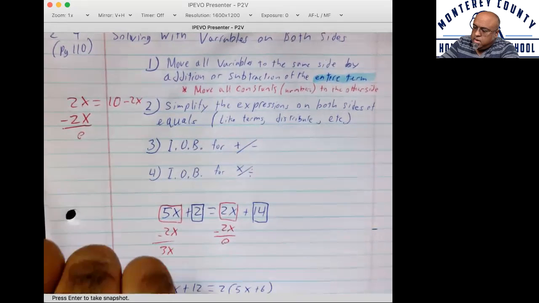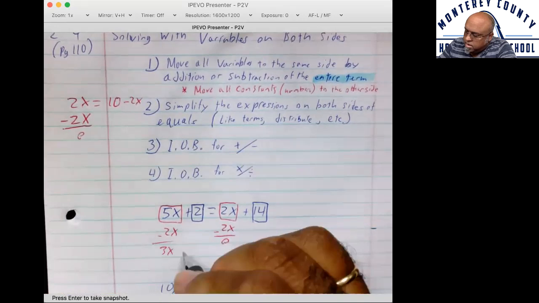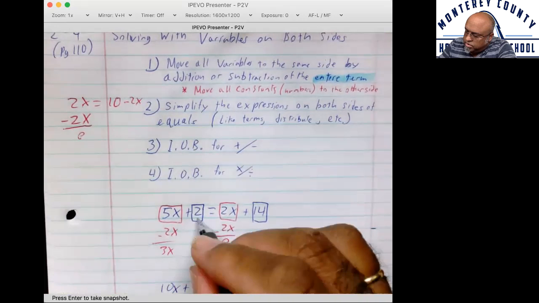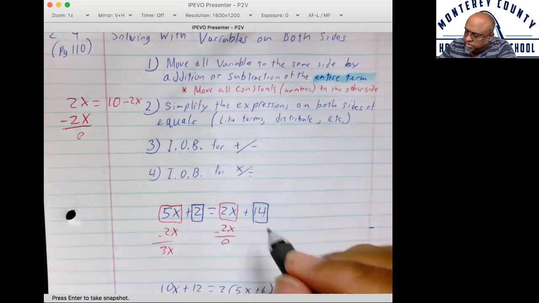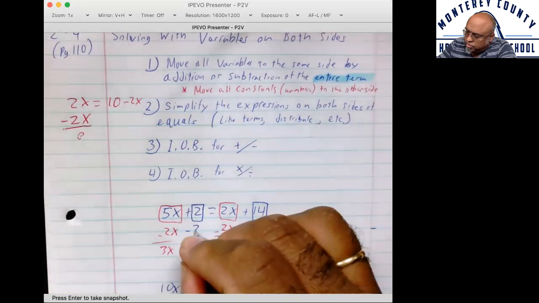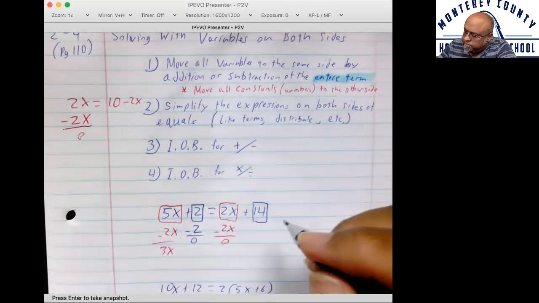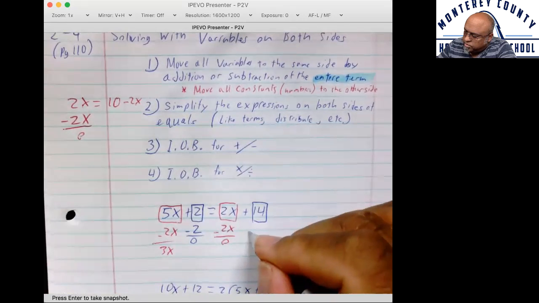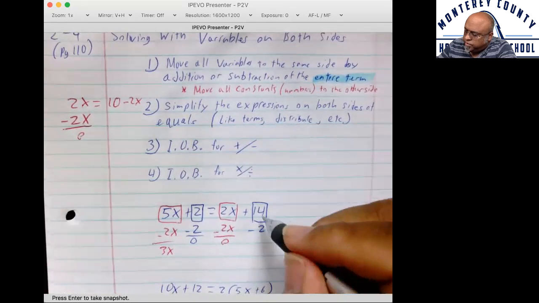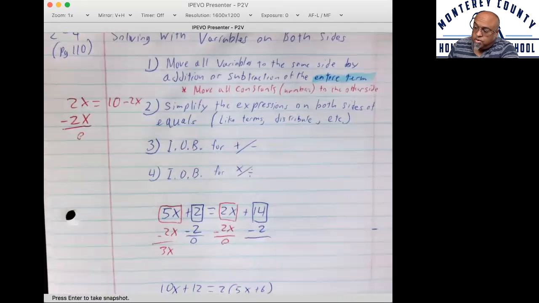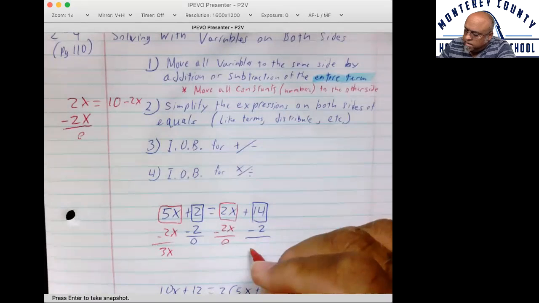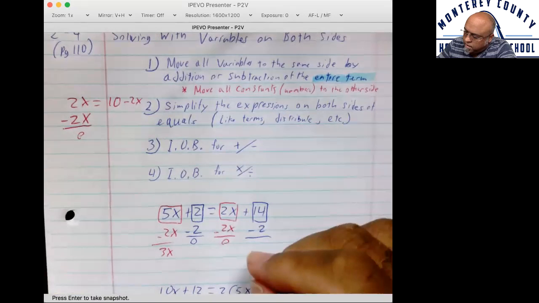Okay, now I want 2 on the opposite side, so I'm going to subtract 2 from this side, leaving me with 0. And I'll subtract 2 from the other side. What's 14 minus 2? Jerry, you're right. 14 minus 2 is 12. Actually, I'll use the blue pen for that part.